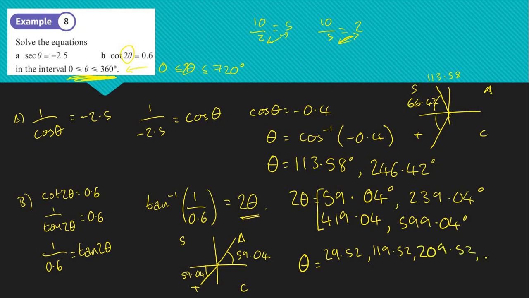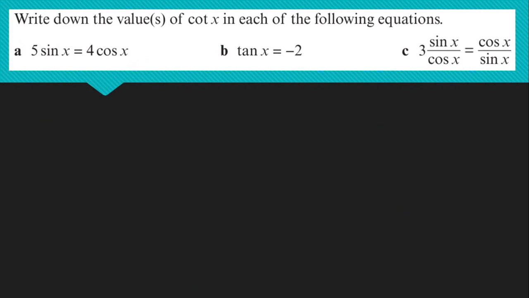209.52, and 599.04 divided by 2 comes out as 299.52 degrees. Okay, that one's done. Next up, write down the values of cot x.